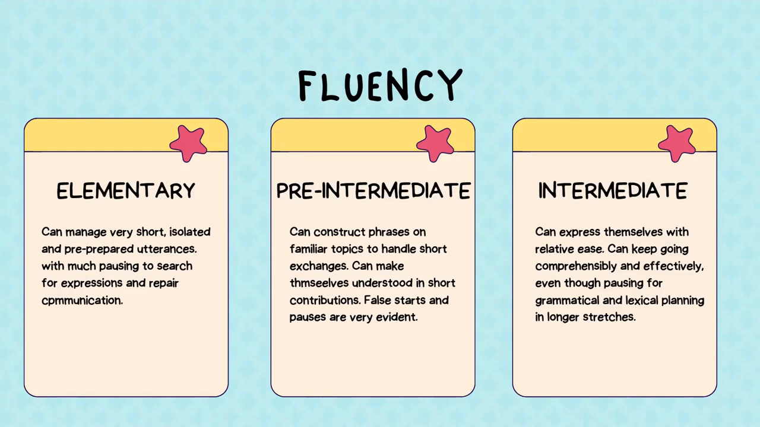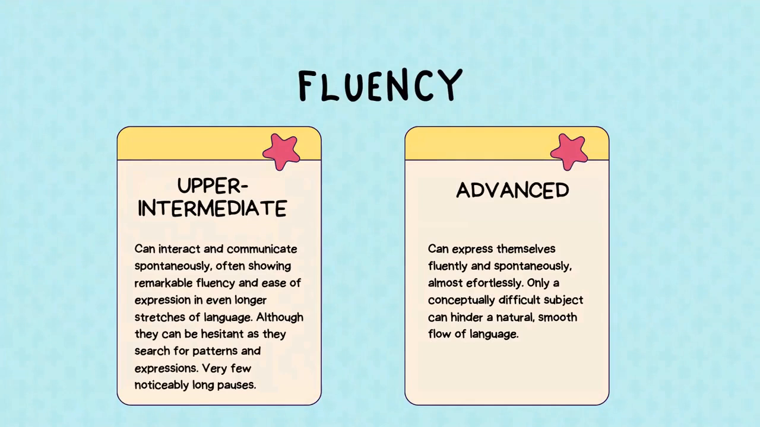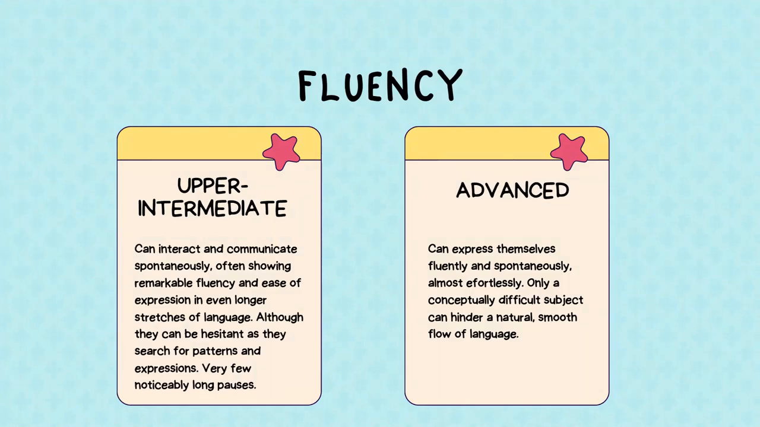They can keep going comprehensibly and effectively, even though pausing for grammatical and lexical planning in longer stretches is also evident. Upper intermediate level students can interact and communicate spontaneously, often showing remarkable fluency and ease of expression in even longer stretches of language, although they can be hesitant as they search for patterns and expressions.